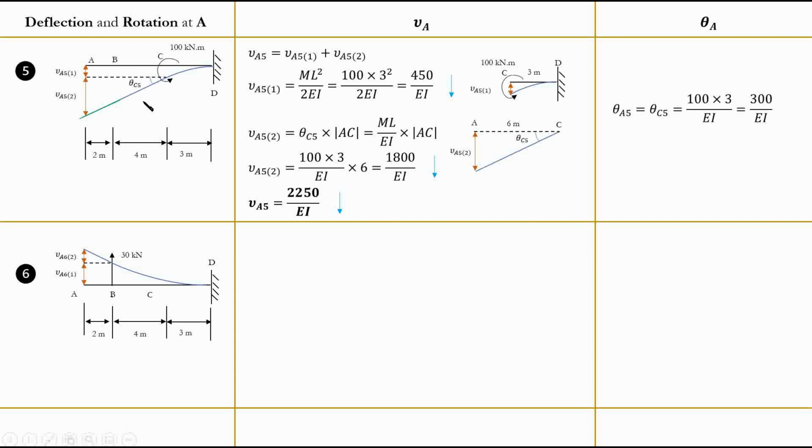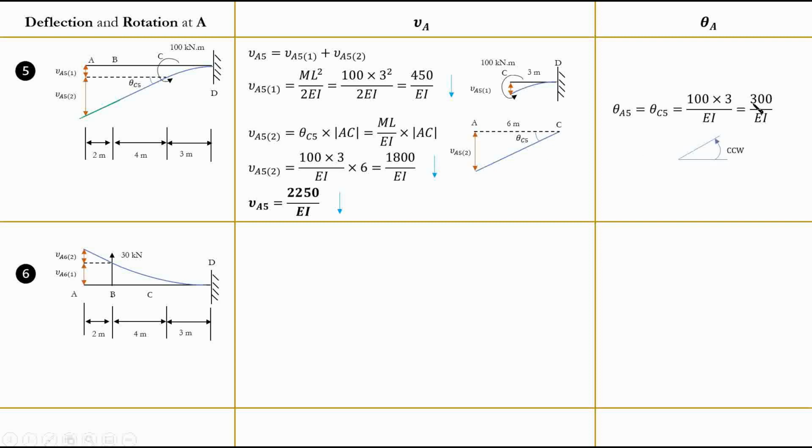However, do we know theta C5? Yes. From here, we know theta C5, right? We already used it in calculation of our deflection, which is ml over EI. And what is this theta C5? In the cantilever case, at the end of your beam, you have a theta value, which you can find in your table. The value is given as ml over EI, okay? So just put the value back in, like 100 times 3 over EI, get your rotation.